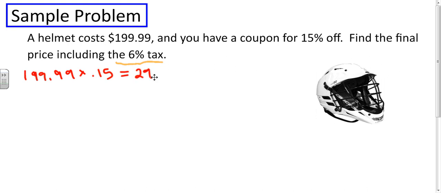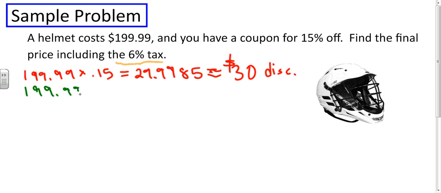Now it's 29.9985, but again, we're talking about money, so I'm just rounding this to $30 because that's what I'll get when I round to the nearest penny. So that's the amount of my discount. Next, I want to find the sale price. So I'm going to take $199.99 and subtract that $30, and I'll get $169.99. This is the sale price.